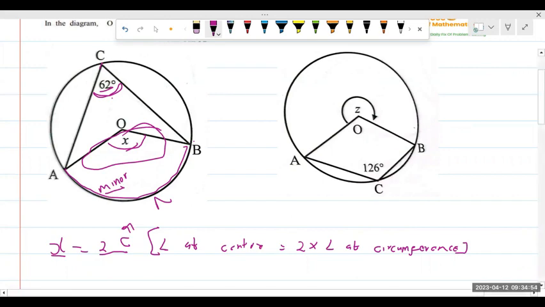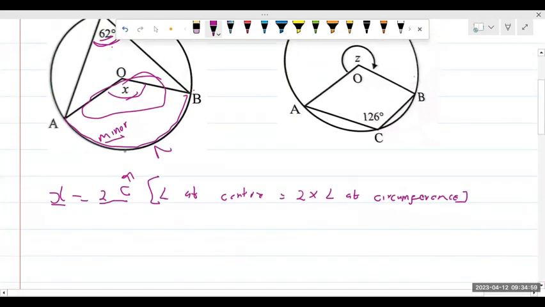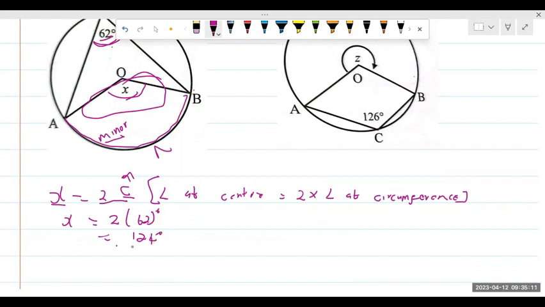Now I can get X. What is going to be my X here? X is going to be 2 times 62. So X is equal to 2 times 62, and what is our X? 124. I will say X is 124 because the angle at the center is twice the angle at the circumference.